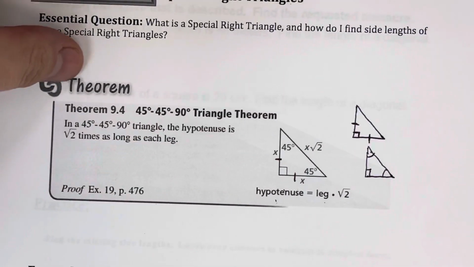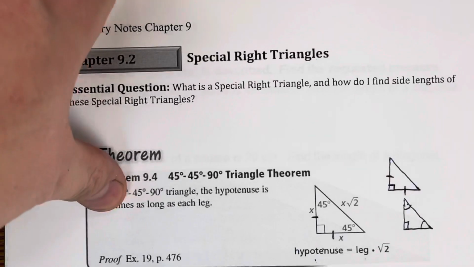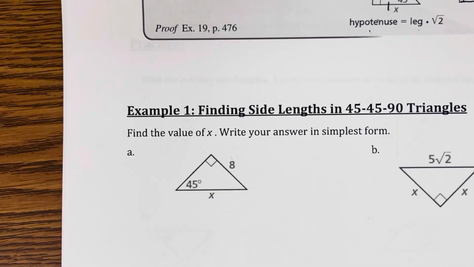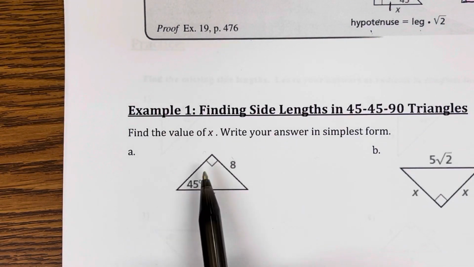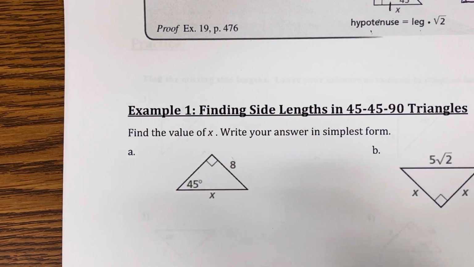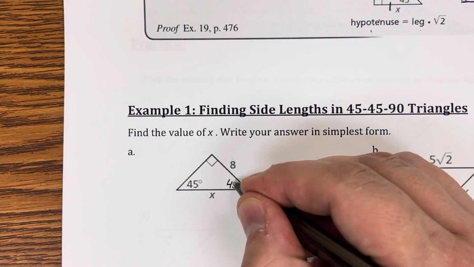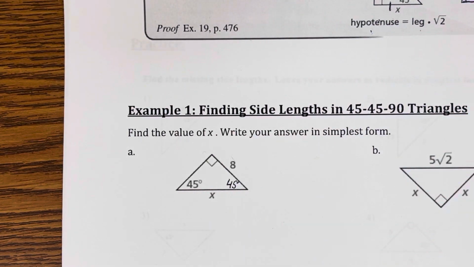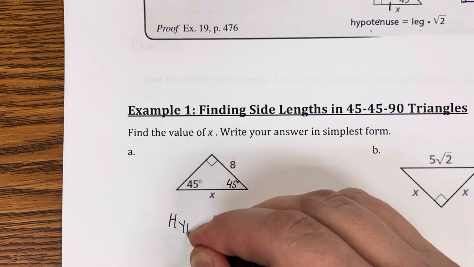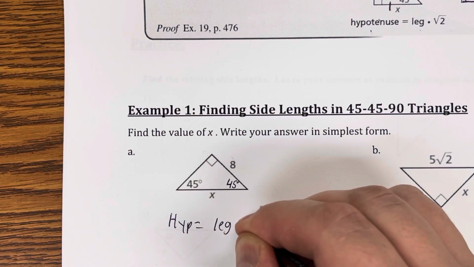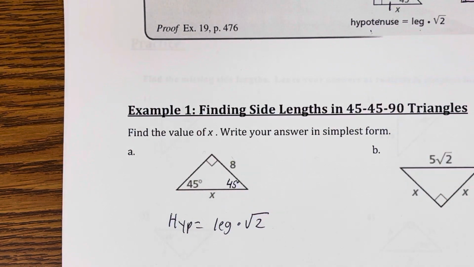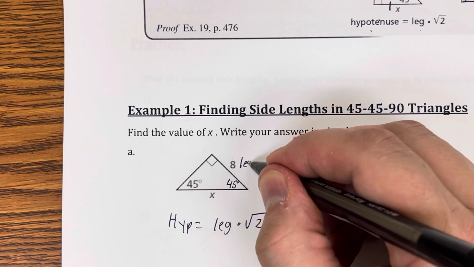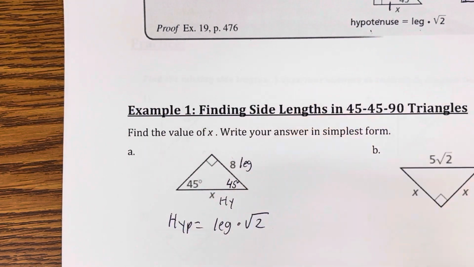So first example says find the value of x. So the first thing I want to do is identify what type of triangle it is. Well, it's 90, it's 45, so that means the other angle also has to be 45, so it's a 45, 45, 90 special right triangle. I'm going to write out the equation. The hypotenuse, HYP, equals the leg times the square root of 2. In this case, 8 is a leg, x is the hypotenuse.